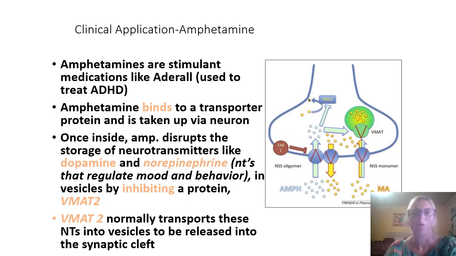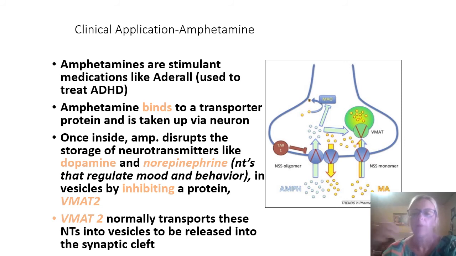All right, so amphetamines, this is a good clinical application. Amphetamines are medications like Adderall. That's something that's used to treat ADHD. It's a stimulant. Amphetamines bind to a transporter protein and then they're taken into the neuron. Once inside, the amphetamine is going to disrupt storage of the neurotransmitters like dopamine or norepinephrine. These guys work to regulate mood and behavior.